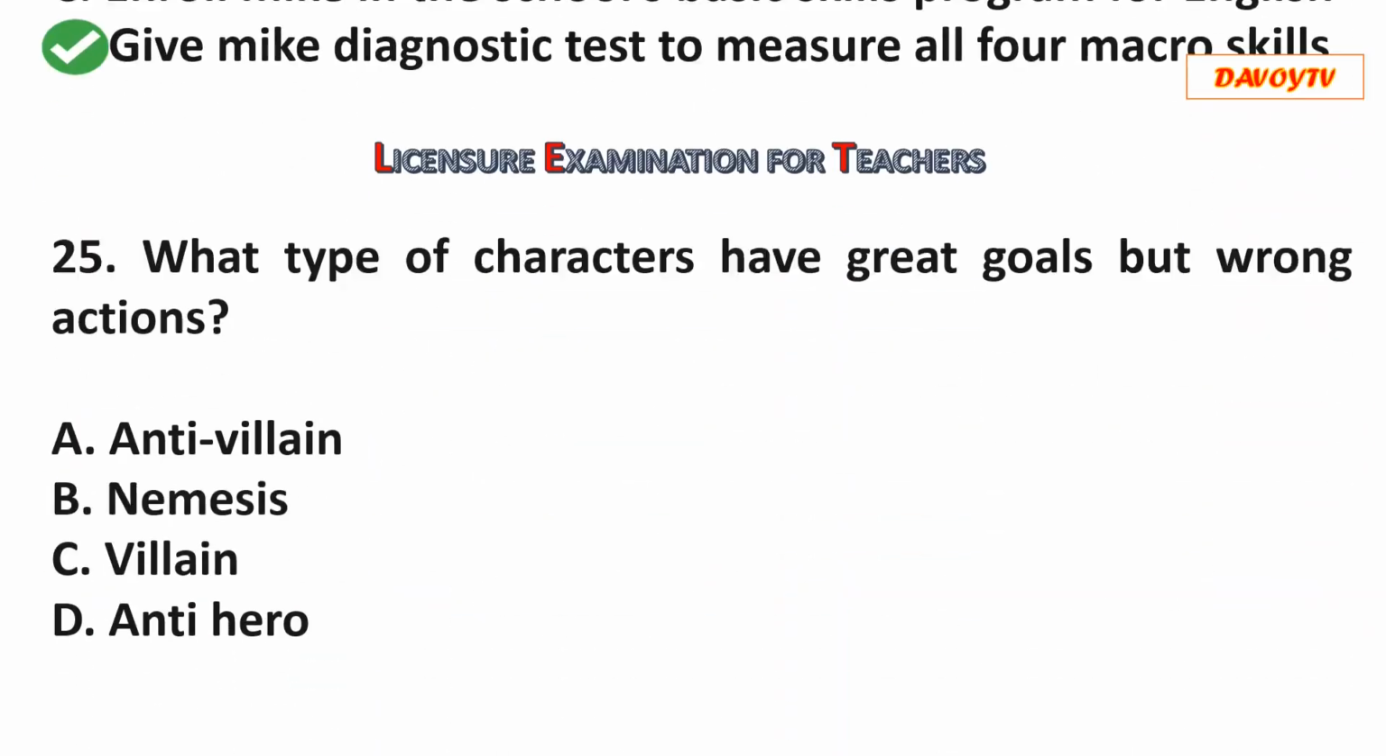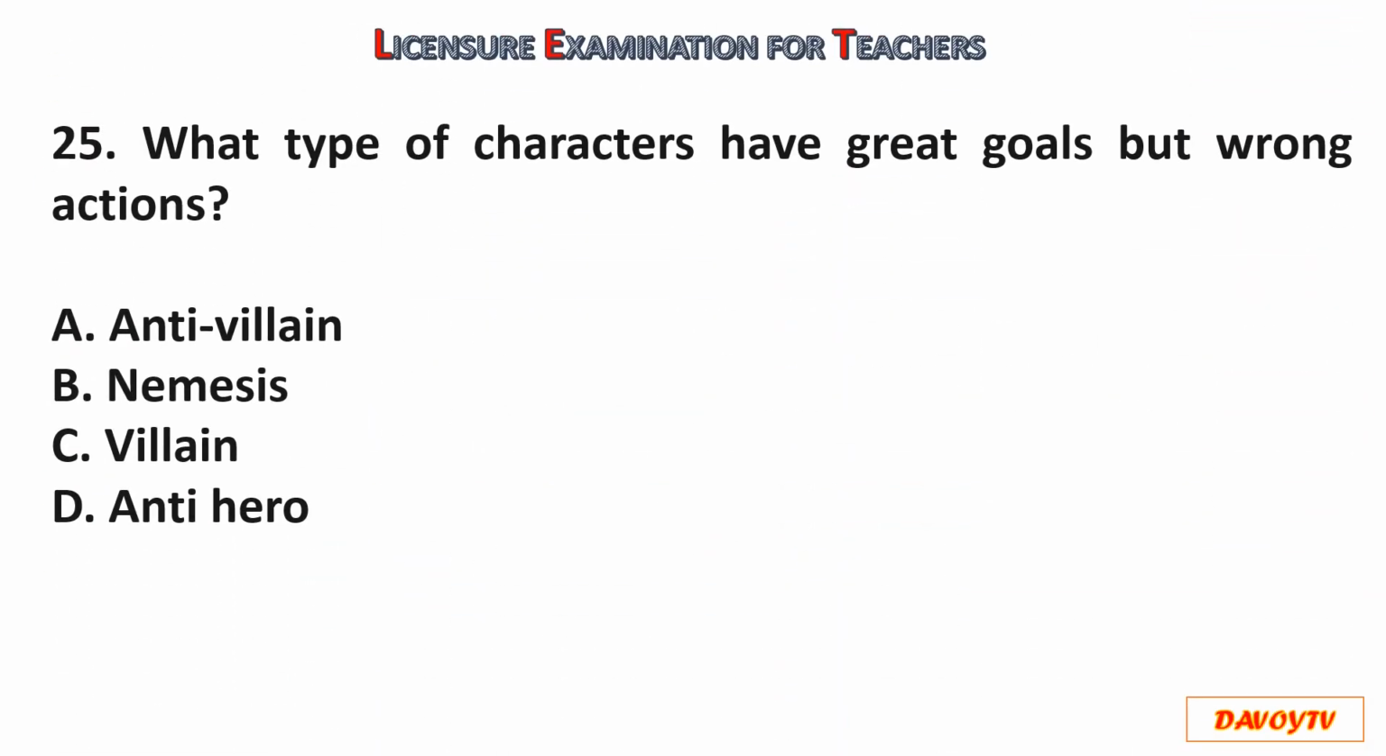Question number 25. What type of characters have great goals but wrong actions? A. Anti-villain. B. Nemesis. C. Villain. D. Anti-hero.